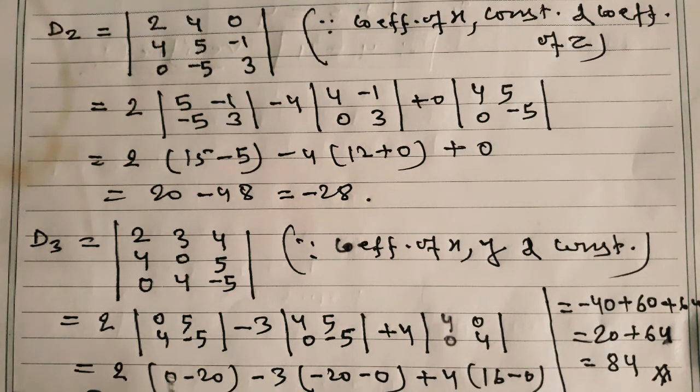Now minus 20 into 2, we get minus 40. Minus minus plus 20 into 3, we get plus 60. Then 16 minus 0, 16. 16 fours are 64. Then 60 minus 40, we get 20, plus 64 as it is. 64 plus 20, we get 84. So 84 is the value of D3.